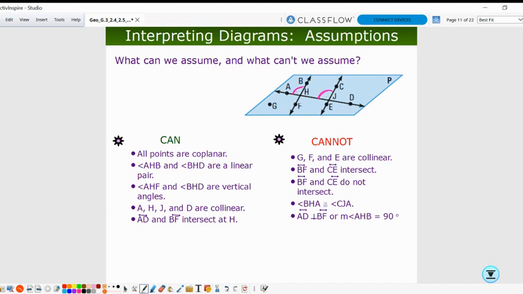I also have that line AD and line BF are perpendicular or form right angles there. So this is AD, this is the symbol for perpendicular, BF. It's kind of like an upside down T, your symbol for perpendicular. So line AD and BF: we don't know that they form right angles. We don't know that any of the angles are 90 degrees, so I have that notation here as well. If they're not 90, then they're not perpendicular. We can't assume that either.